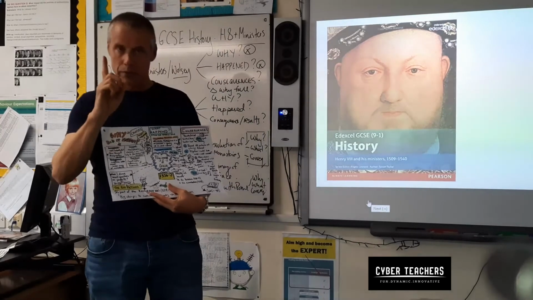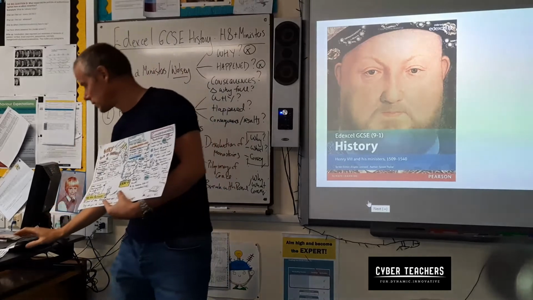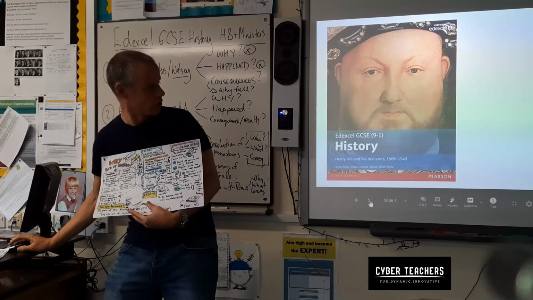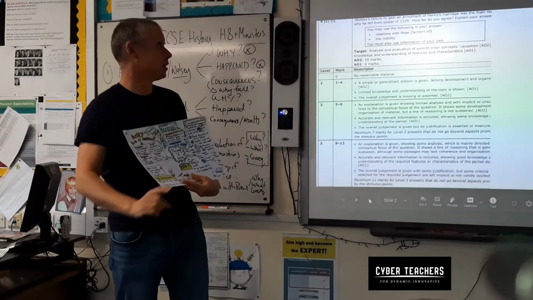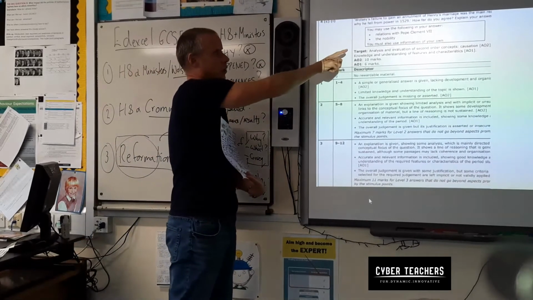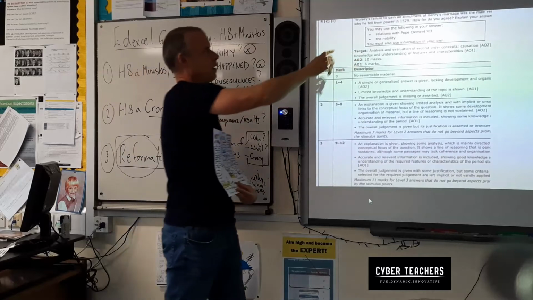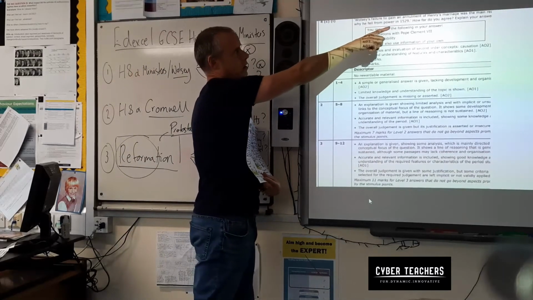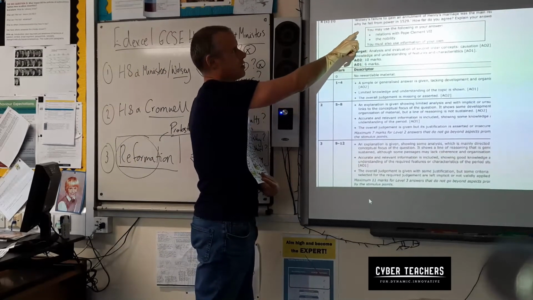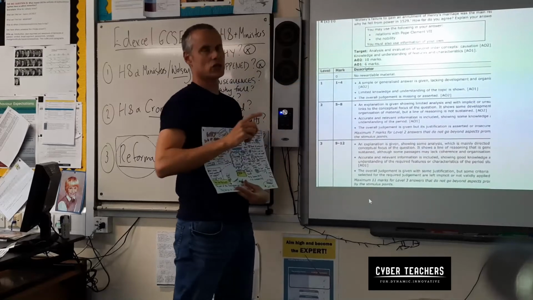Now, be smart, think again, look at this. If we go to the big hitter question, which is the third question on this particular paper, the 16 marker, Wolsey's failure to plan an annulment of Henry's marriage was the main reason why he fell from power in 1529.